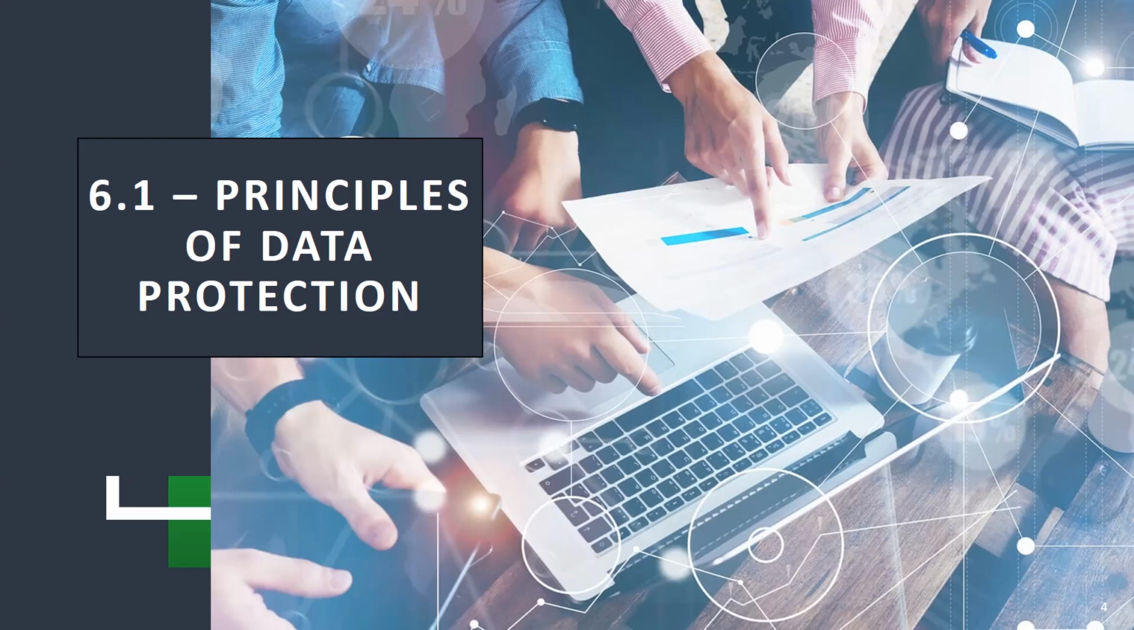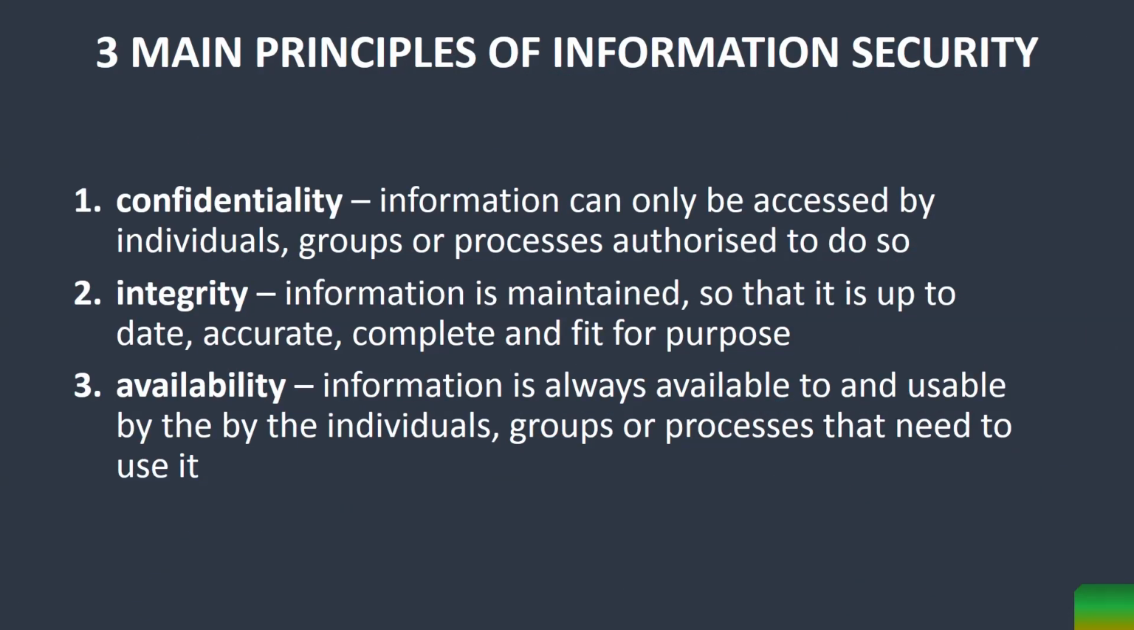Okay, so now we're going to move on to number 6, and number 6 is all about how we can protect our data, what the risks involved are, and also how we can protect ourselves from potential risks. So the principles of information security, the first one says confidentiality. So making sure information can be accessed by individuals, groups, or processes authorized to do so.